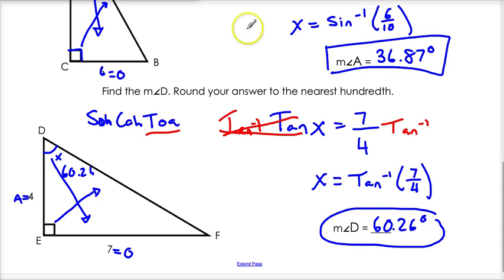I'm going to show you something kind of cool here. If I find out one angle in a right triangle, this is 90 and this is 60, I could always find out the other angle. The way to do that? Well, if I just take 90 and subtract 60.26, that gives me my other angle. And look, I found all the angles.